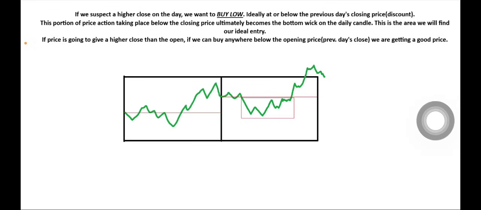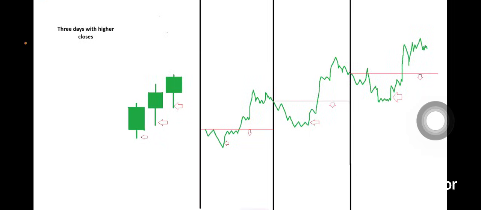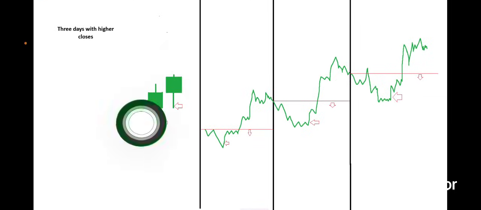This portion of price action that's taking place below the closing price ultimately becomes the bottom wick on the daily candle. And this is the area where we will find our most ideal entries. If price is going to give a higher close than the open, and we can buy anywhere below the opening price or the previous day's closing price, we're getting a good price. Now, here's just an example. These would be daily charts, daily candles.